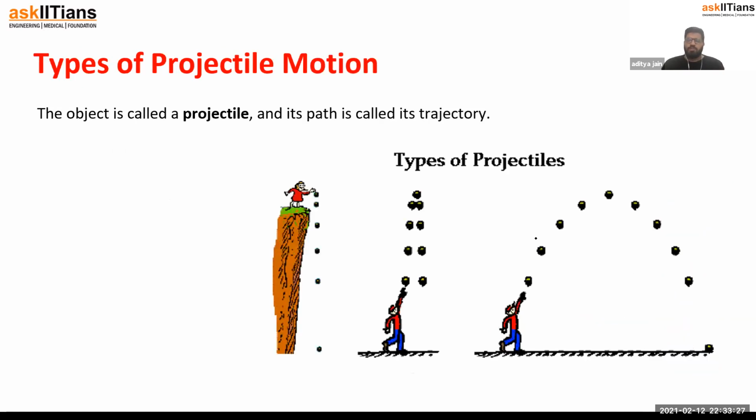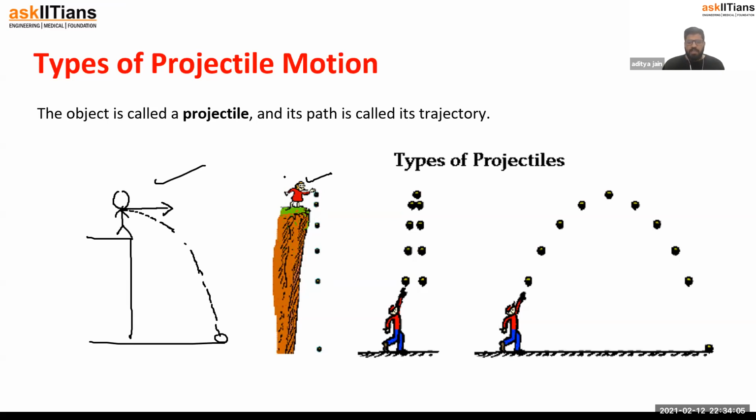Now see the types of projectile motion, that is, in which cases you can observe projectile motion. You can see there is a person standing on top of a building or a cliff, and he's just dropping a ball. This is again an example of projectile motion. Another simple example: a person is standing on a building and throwing a ball at any angle like this. The ball follows a curved path and hits the ground like this. So this is again an example of projectile motion.